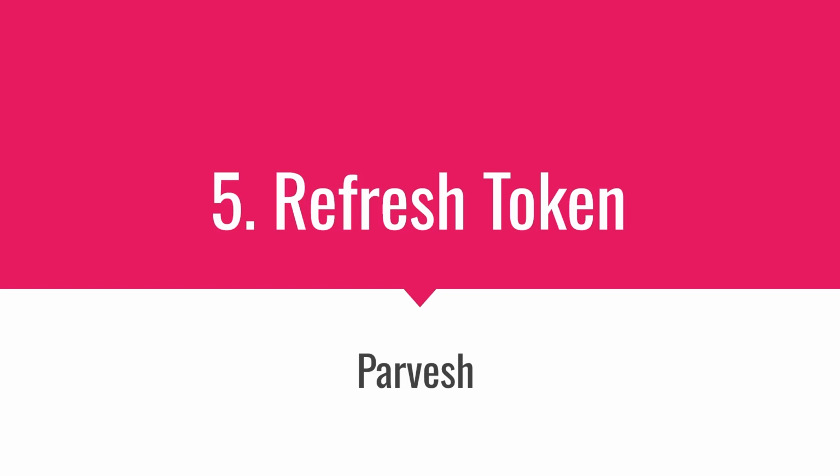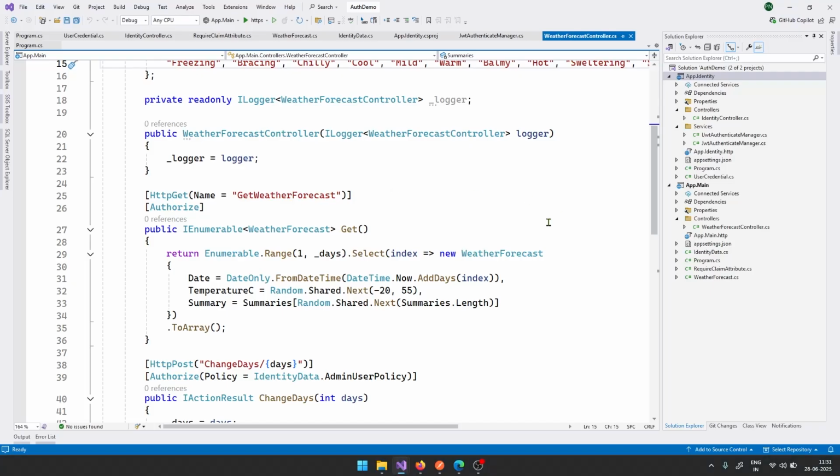Hello and welcome. In this video, let's understand the concept of refresh token when we are working with JWT tokens. If you have watched the previous videos of this playlist, in those videos, we have implemented JWT based authentication and authorization. Let's open up Visual Studio and see what we have done earlier.